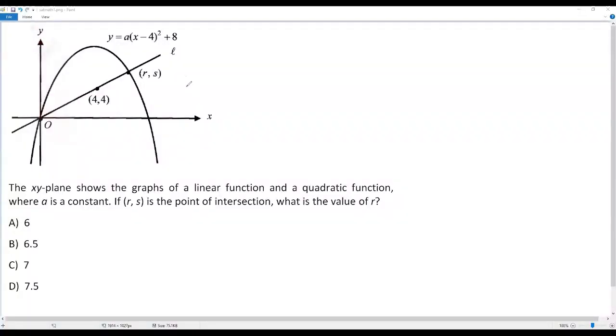Here we have a SAT math problem. Okay, let's go to the question. The XY plane shows the graphs of a linear function and a quadratic function where a is a constant. If (r, s) is a point of intersection, what is the value of r?